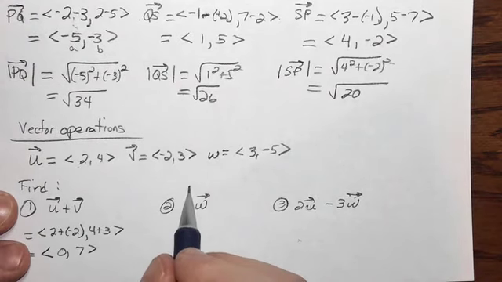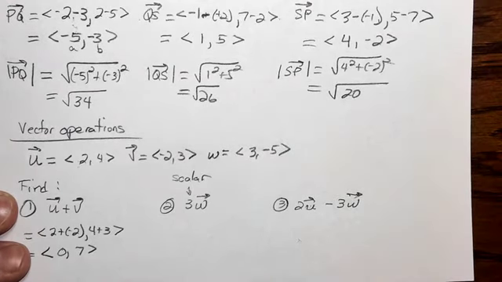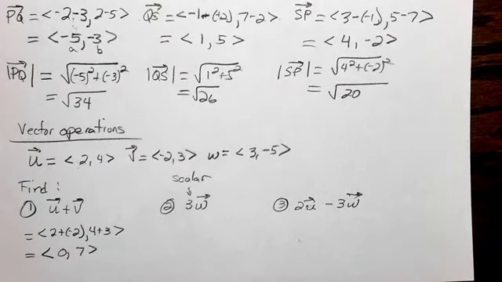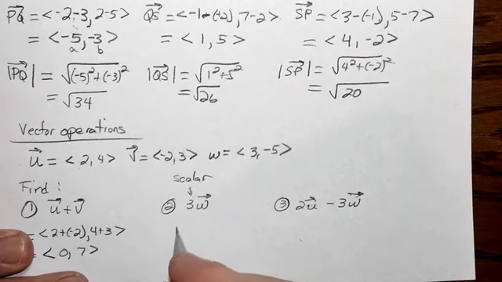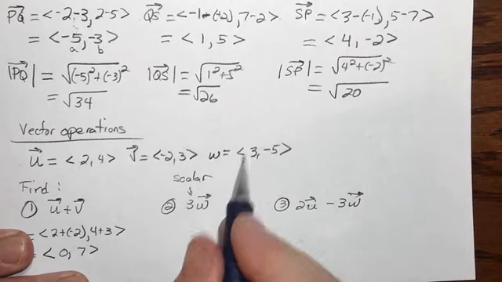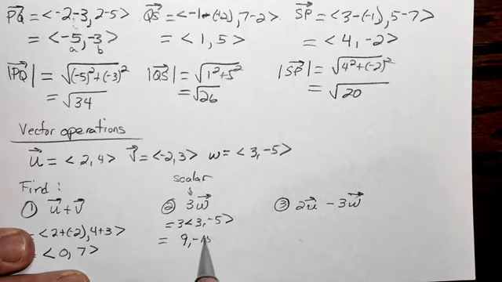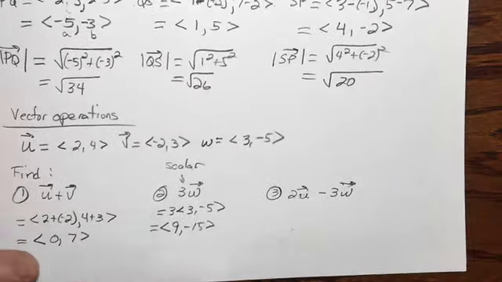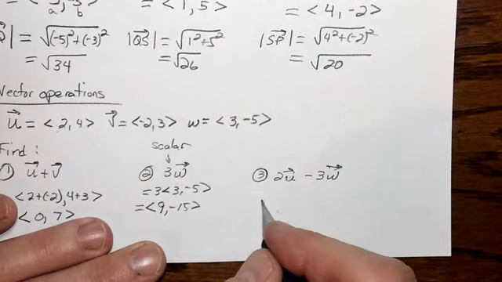3 times W. This number right here is what's called a scalar. Kind of a weird name. It's just a number that's not a vector, but sometimes we multiply 3 times the length of W. That's what we might be talking about. And so all we're doing is making 3W 3 times longer. So all you do is multiply. This is going to equal 3 times 3, -5, which is going to equal 9, negative 15.